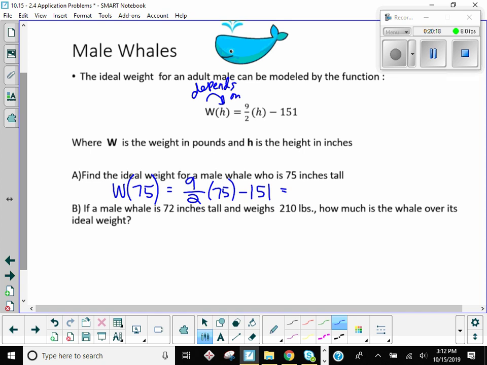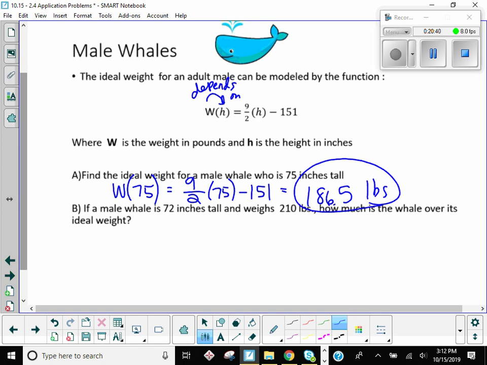Josiah, what'd you get? 186.5? Yeah, very good. 186.5 pounds. That is the ideal weight for this whale. What do you think about that?